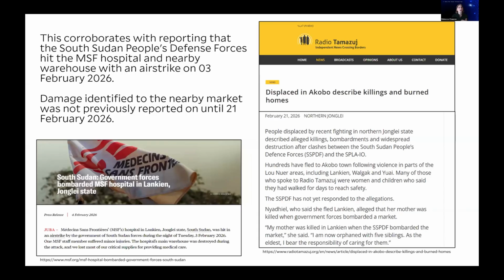What was interesting about this is that we corroborated reporting that the South Sudan People's Defense Forces hit the MSF hospital and nearby warehouse with an airstrike on the 3rd of February. But we also identified damage to a nearby market that was not previously reported on until the 21st of February. So again, we were able to identify the damage to the market on the 15th of February, but it did not appear in open source reporting until the 21st of February.